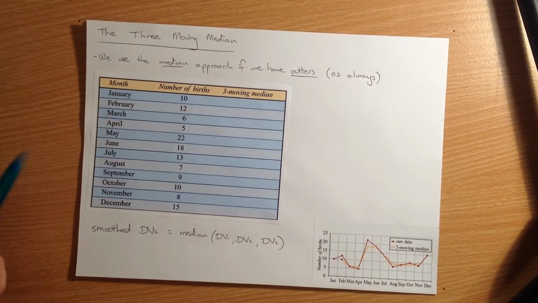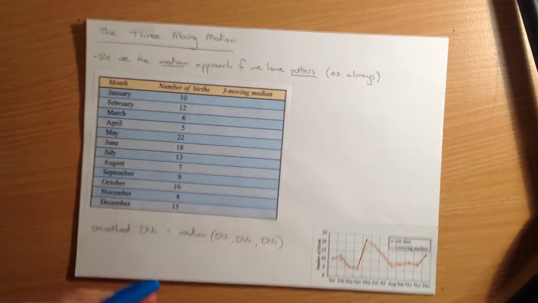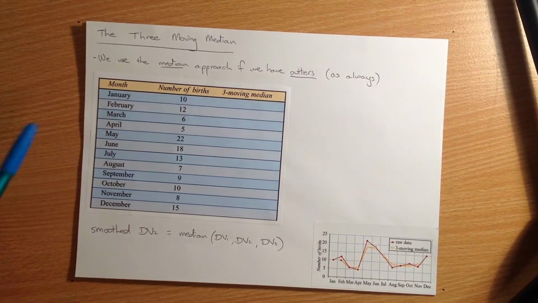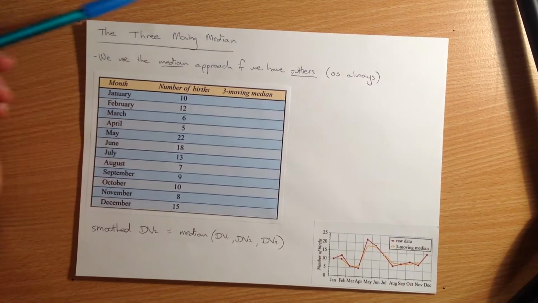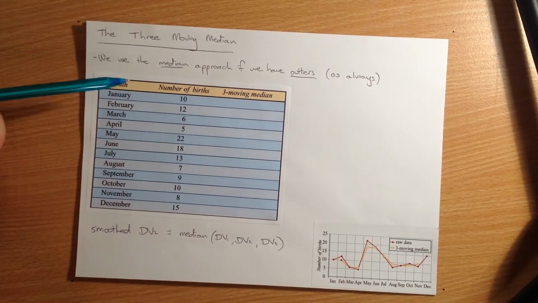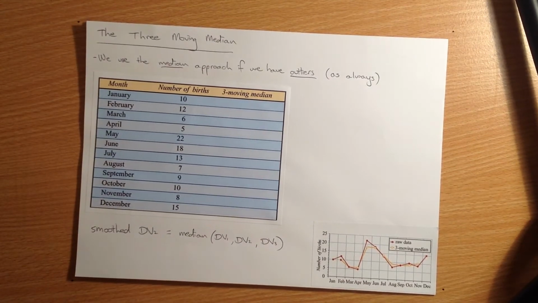So we've looked at smoothing in terms of moving means. So we do the 3 moving mean, we do the 5 moving mean, we do the 4 moving mean. Now we're going to look at moving in terms of the median. Very similar process. Really the biggest difference is why would we smooth with a median?